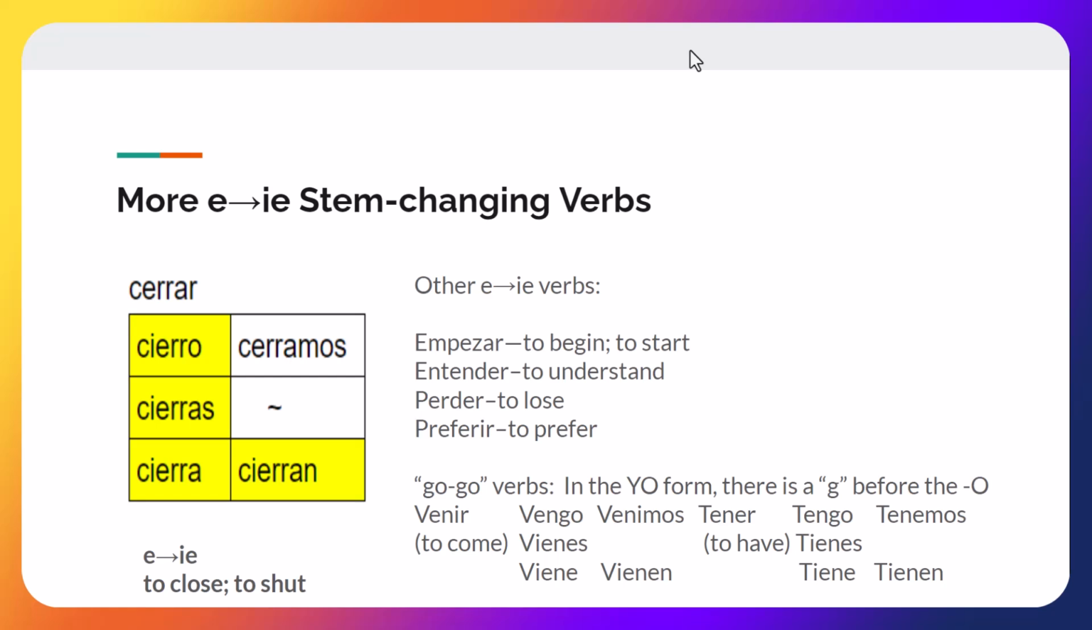So the verb venir is an IR verb. It means to come. Since it's an IR verb, my endings are going to be O, S, A, imos, N. However, notice what we do with the stem. Let's do it together. Vengo, vienes, viene, venimos, vienen. Your turn.